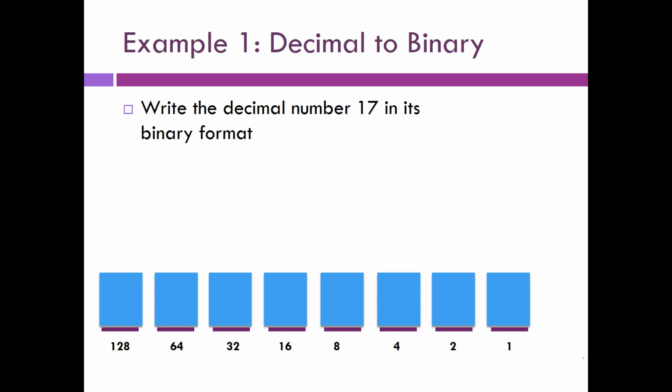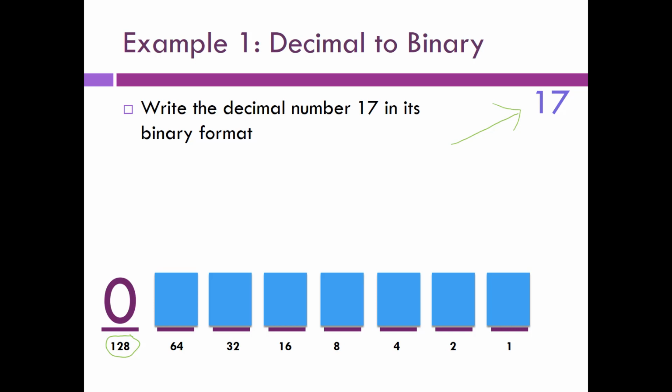in its binary format. So what we're going to do is take a little area over here on the screen, and we're just going to write the 17 there as a starting point. And then we're going to look at the binary placeholders. In this case, we're going to start with the largest one, the value of 128. So 128 is too big for 17, so that placeholder is going to be represented with the bit 0.